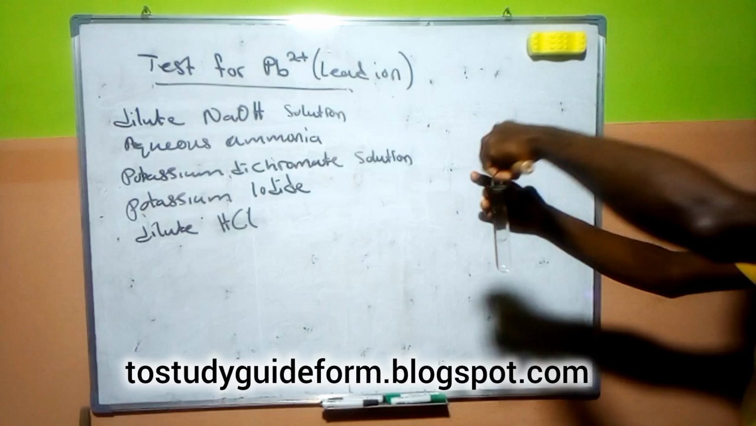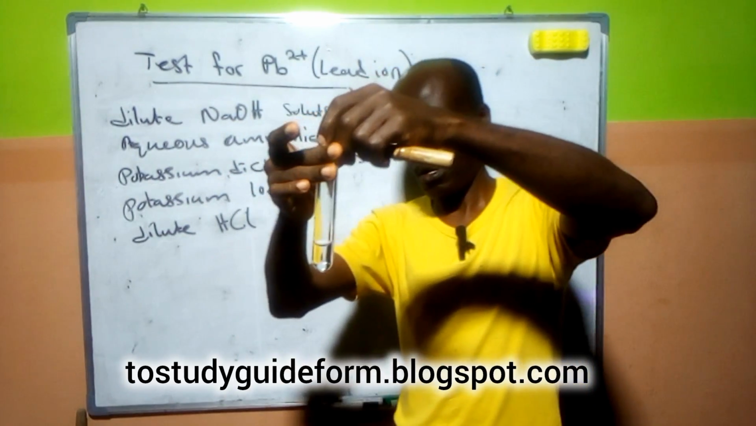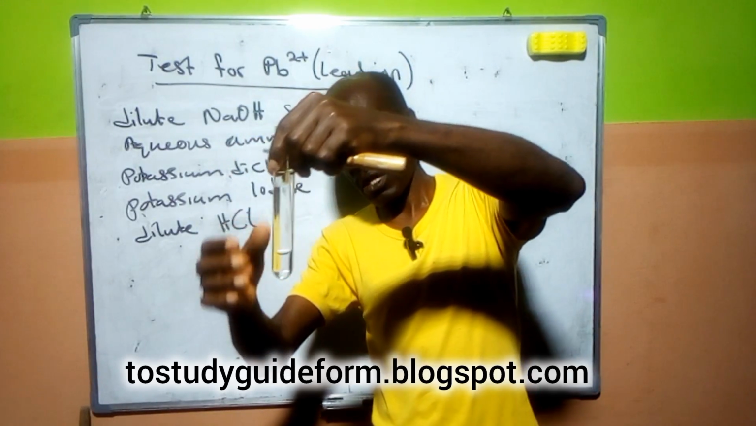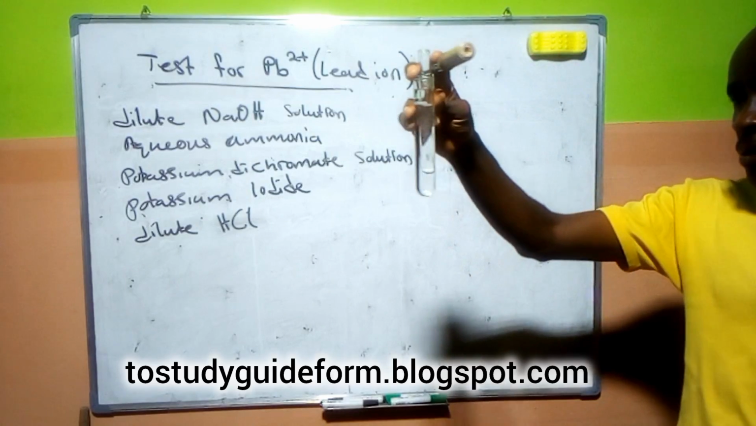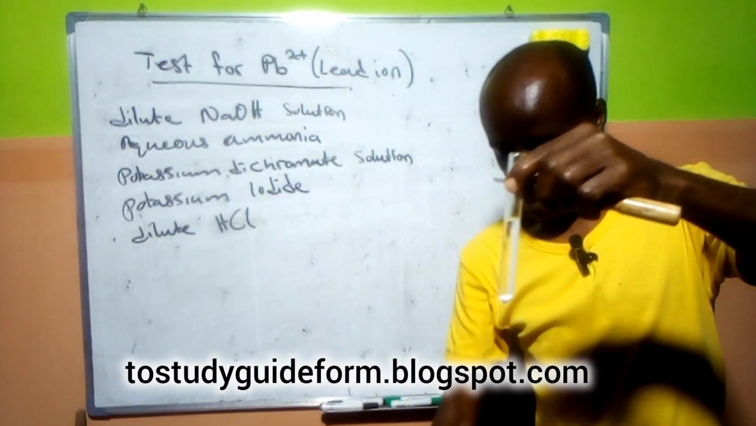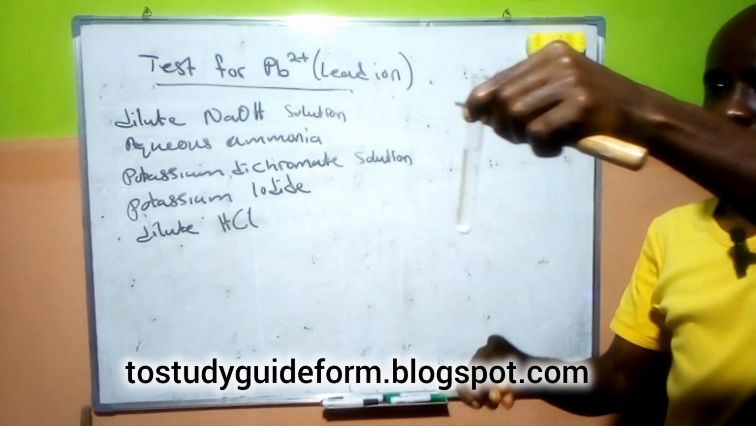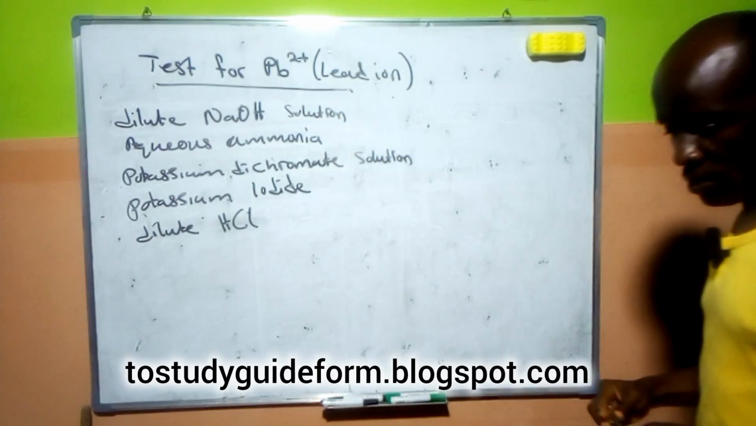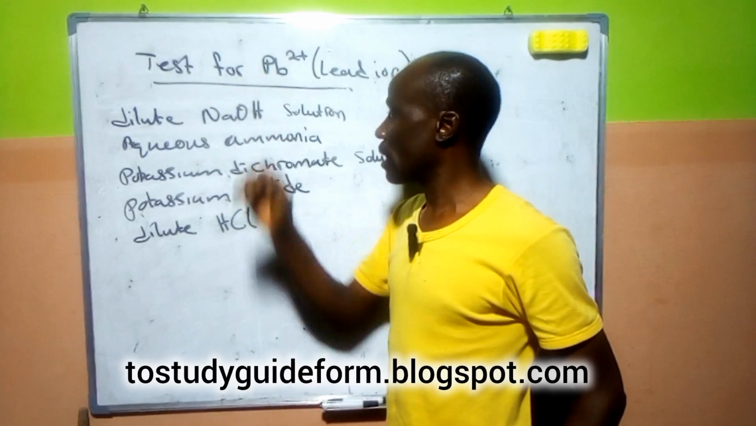If we are to heat it again, I don't want to extend this too long. It has actually gone beyond what I normally allow. So you can see that it has appeared again. When we heat again, it will come back again. This is one of the tests. This is how you can test for lead ion.